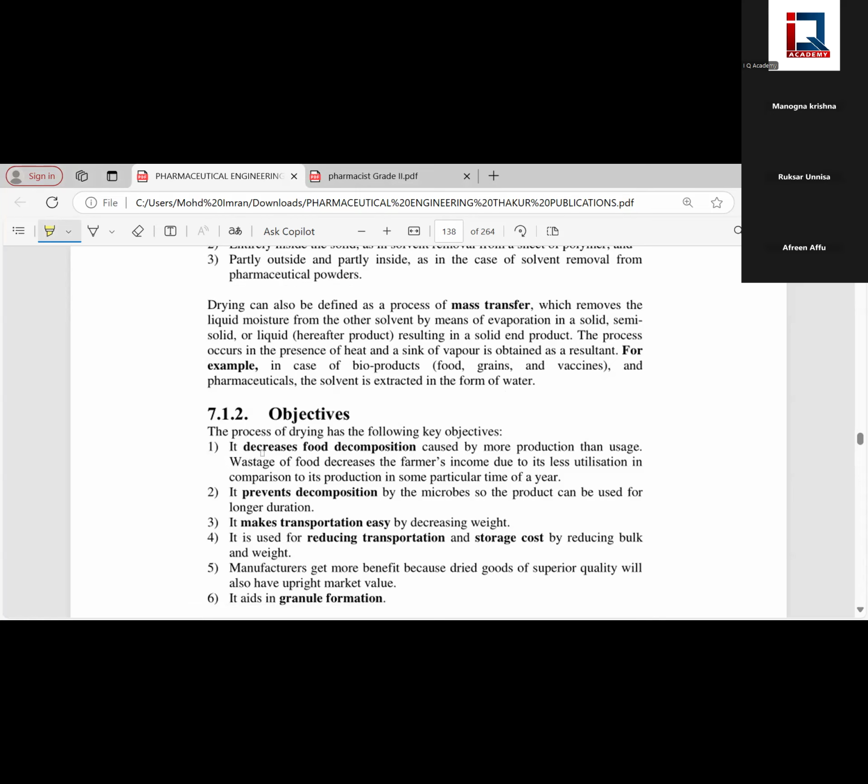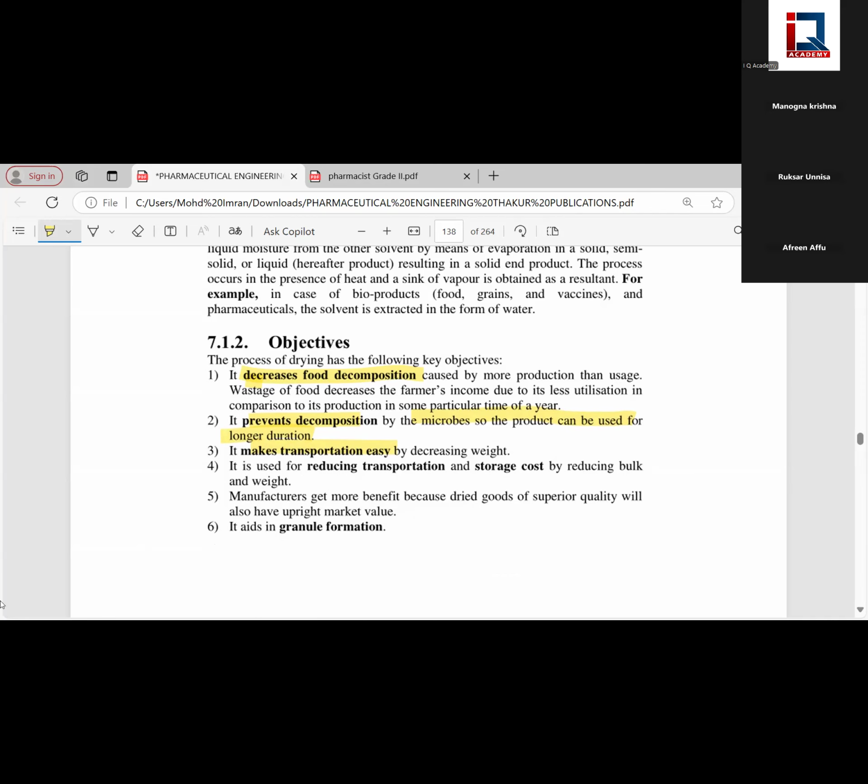Drying decreases food decomposition, because the presence of moisture, water vapor, and water increases the chances of decomposition. You can also prevent decomposition because microbes cannot survive long enough in dry products. It also makes transportation easy because the weight of the product decreases drastically, reducing transportation cost.